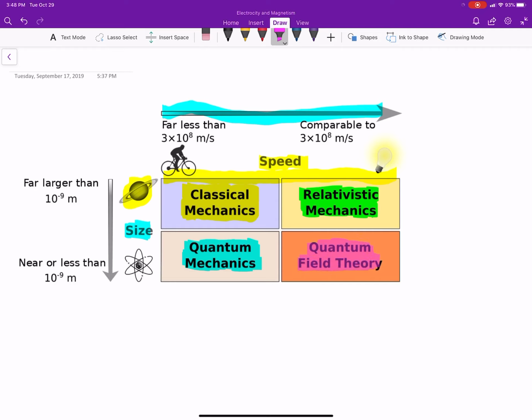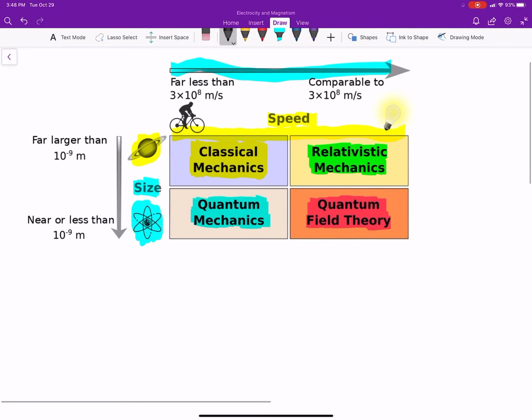Now, obviously, to understand this, you're going to want to understand classical mechanics and relativity and quantum mechanics. Then we can start talking about QFT, quantum field theory. But this is just a nice little chart to see what's going on here. So hopefully that makes sense. Here's a picture of an atom, even though it doesn't look like that. We'll talk about that later. Hopefully this introduces you to the different branches.